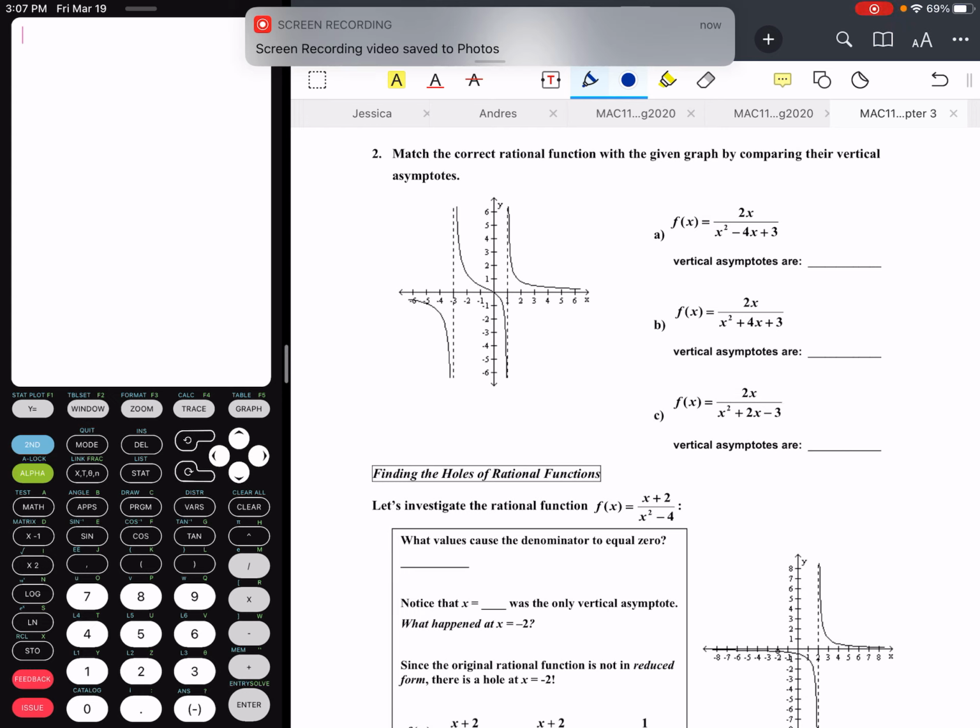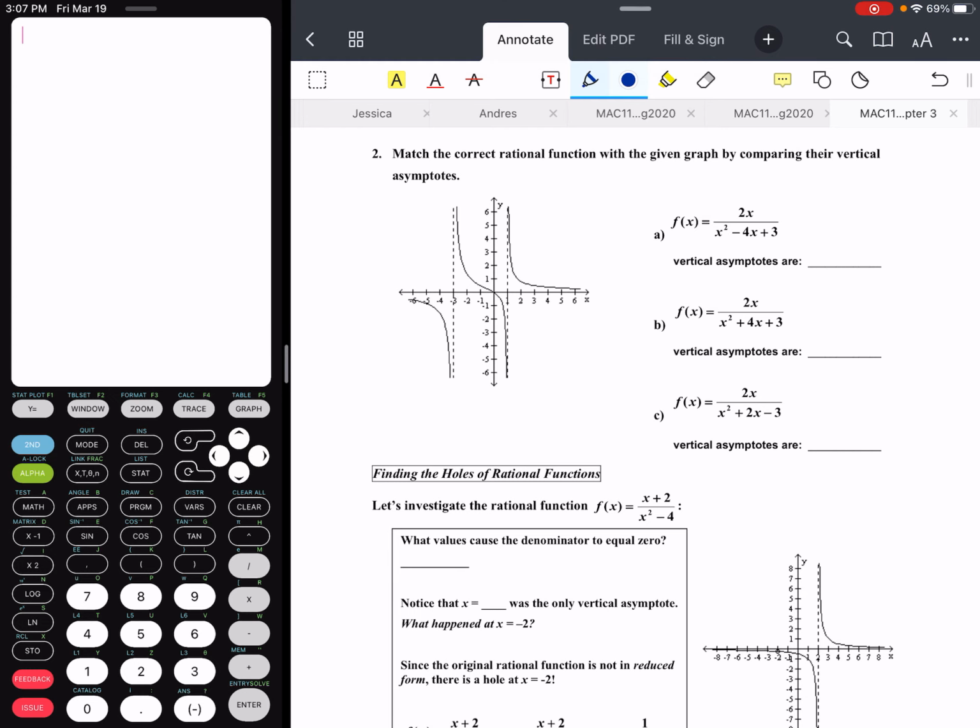All right, so now we'll practice a little bit more with vertical asymptotes. So we're given a graph over here on the left-hand side in number 2, and we want to match this with our functions on the right-hand side. So starting with a, f of x equals 2x over x squared minus 4x plus 3.